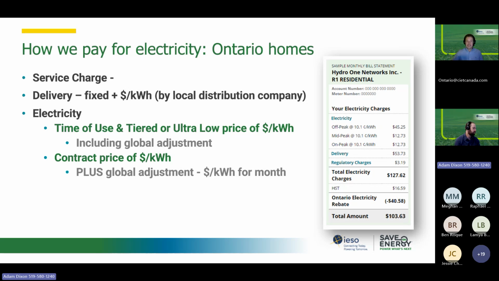So electricity. In the time of use, tiered, ultra low rate, and contract pricing, this includes everything, all your pricing in there, global adjustment. And then, so it's actually not contract pricing, you pay $1 per kilowatt hour plus the global adjustment, which is a more complicated calculation, but it typically averages around, it's a bit of a range, maybe 6-7 cents per kilowatt hour on top of your base kilowatt hour price. And that's a similar pricing structure for a Class B customer, where you pay your formerly HOEP price or the OEMP price now, as well as your global adjustment there.